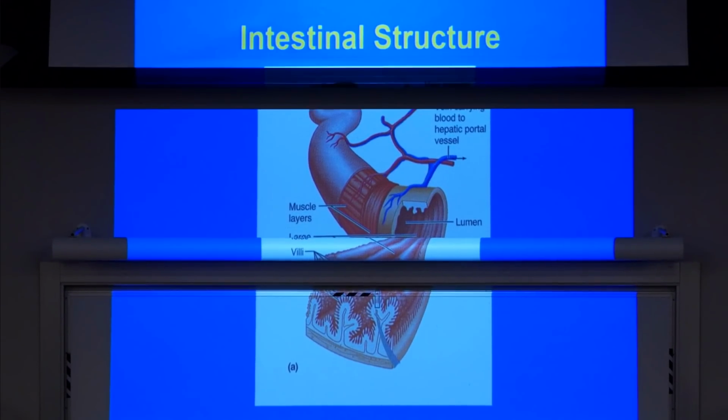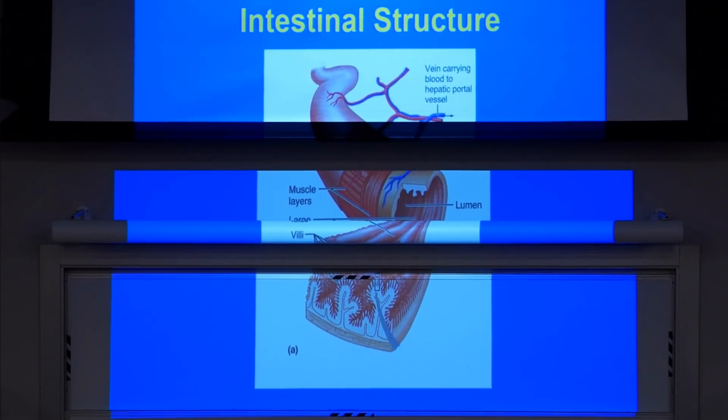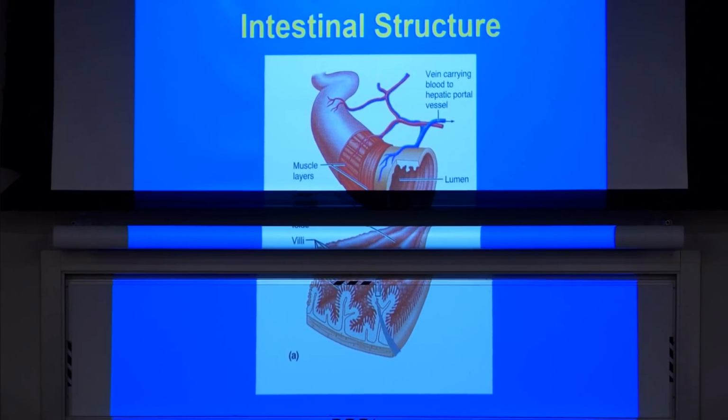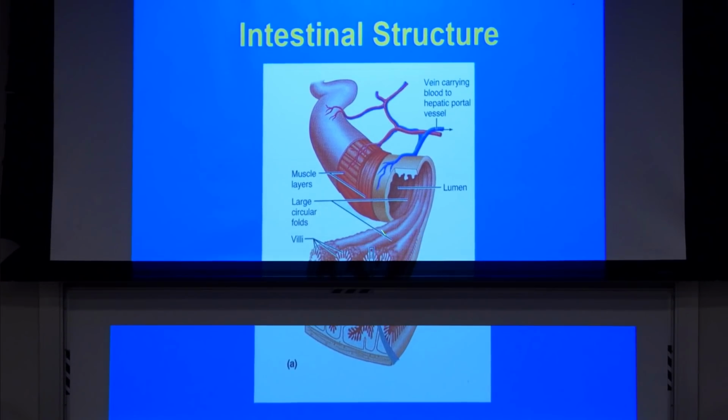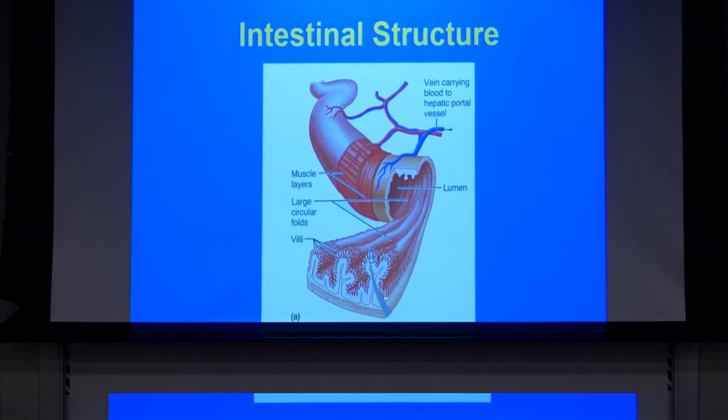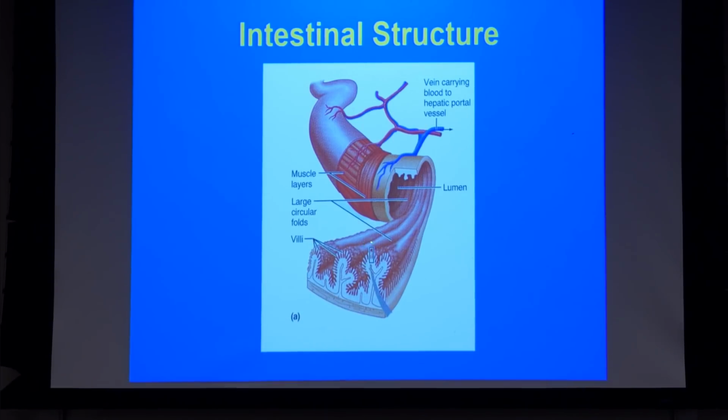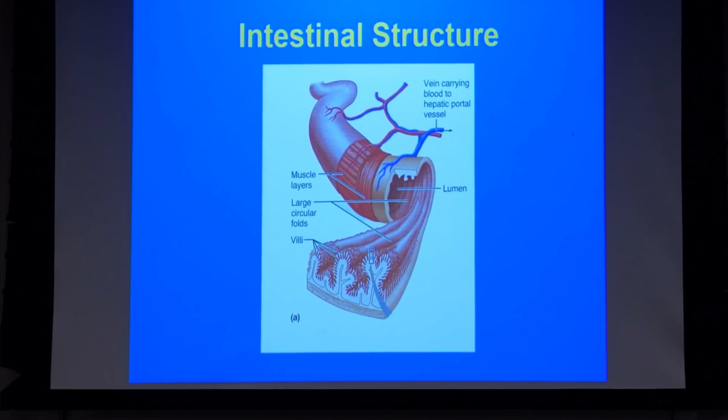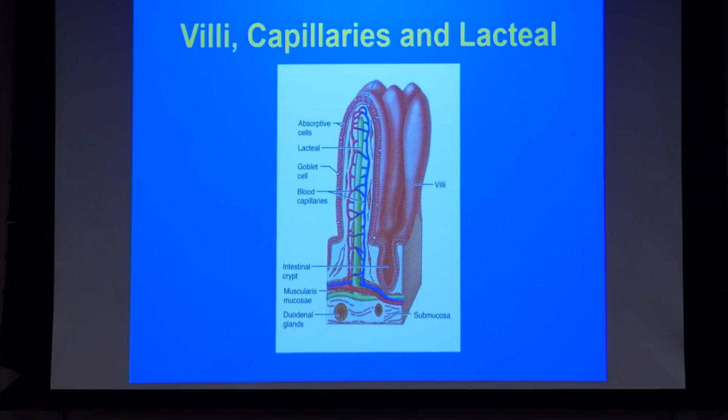First is this image of the small intestine, where we have this open tube, and the open tube is lined with these folds, and then the folds are constructed from the villi. That's a villus. We talked about that last time.